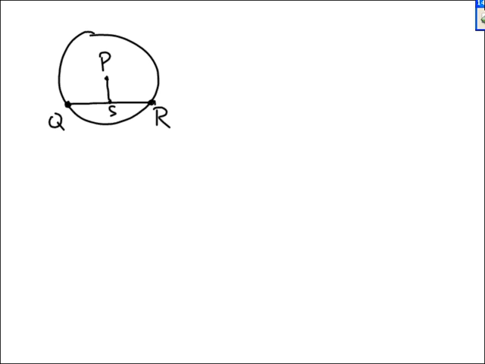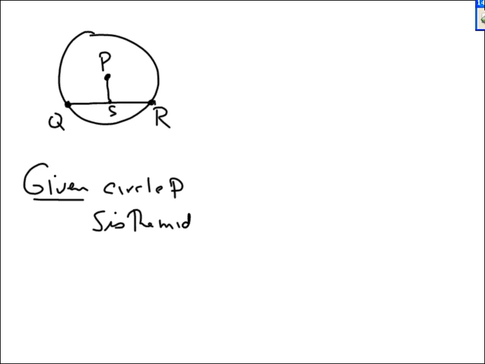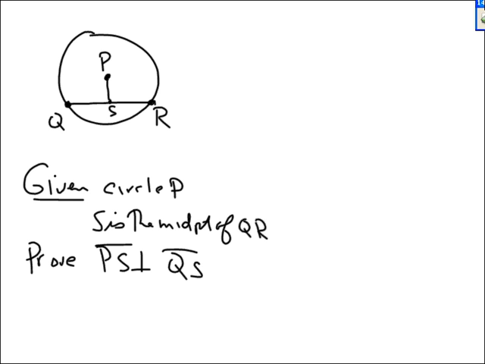And we are given some things. For example, we are given circle P. A circle is always defined by a center, which we call P. And it says that S is the midpoint of QR. And we want to prove that those two lines meet at a right angle. PS and QR are perpendicular. Okay.